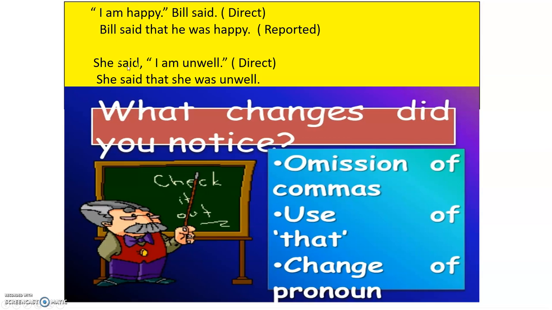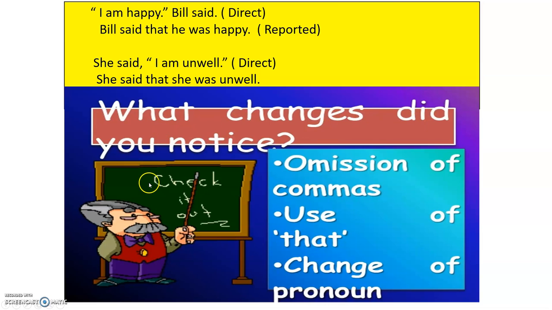Now you have some more examples here. "I am happy," Bill said. This is direct. Bill said that he was happy, in the reported speech, or we call it indirect speech. She said, "I am unwell." That's direct. In reported, how will you say? She said that she was unwell.